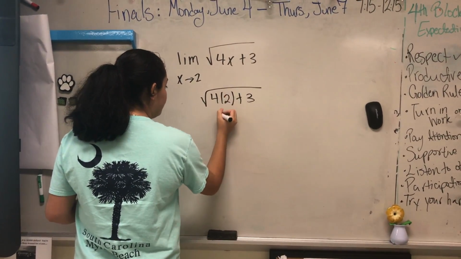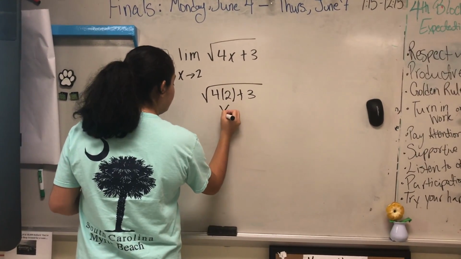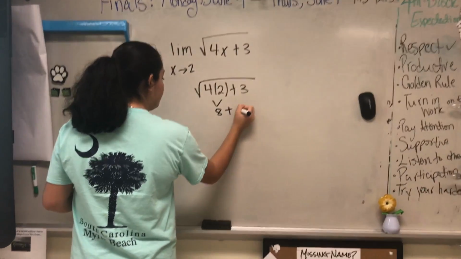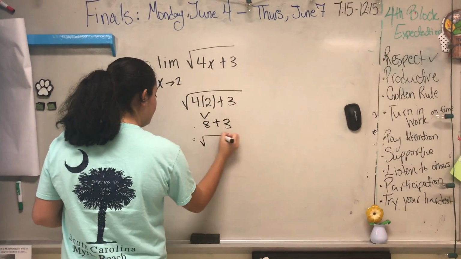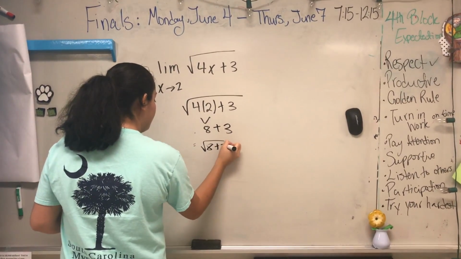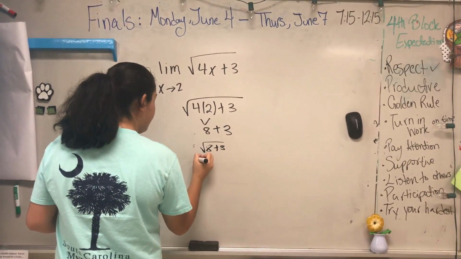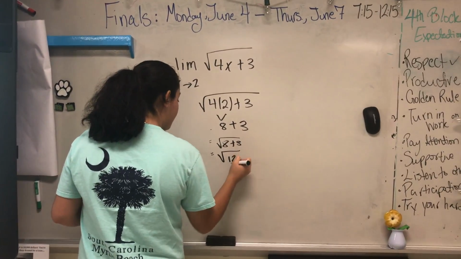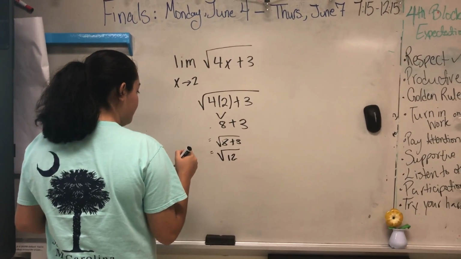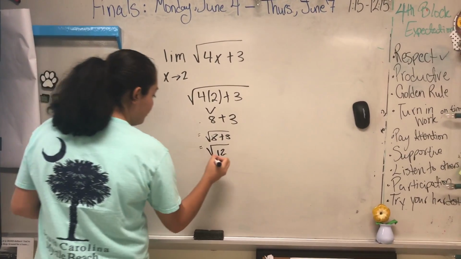Now these are the steps. So you're going to plug in 2 wherever you see an x. When you plug in 2, you'll have the radical of 4 times 2 plus 3, which will give you 8 plus 3, which will give you the answer of the square root of 12.